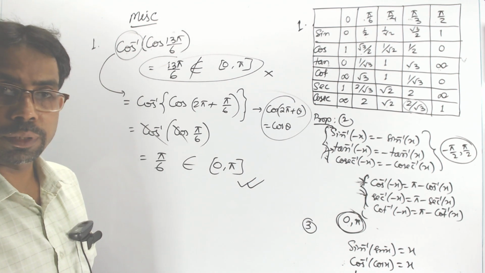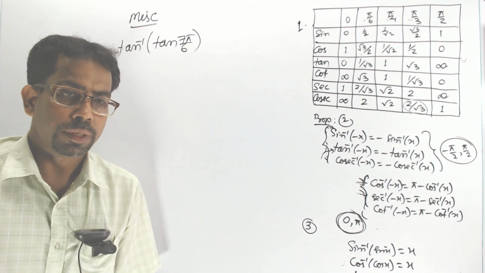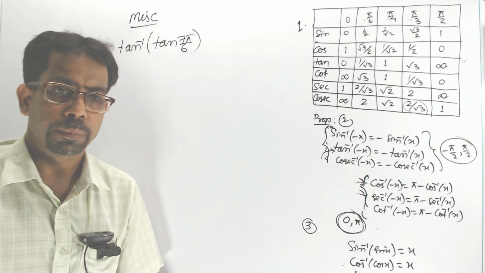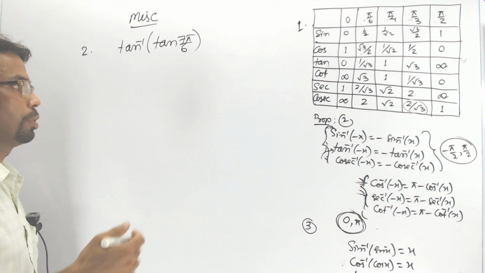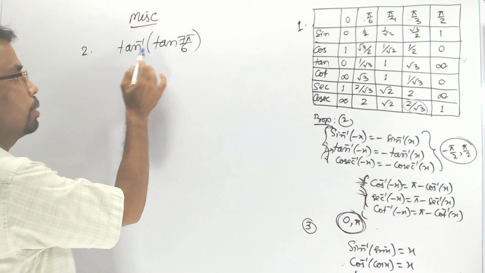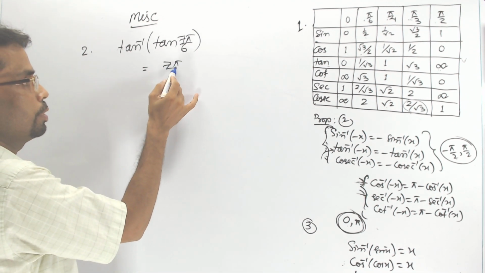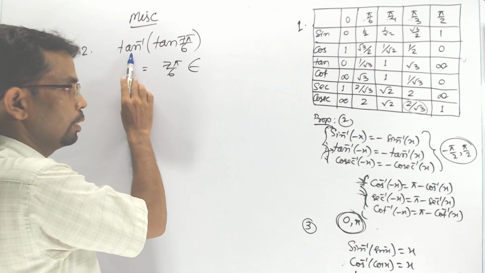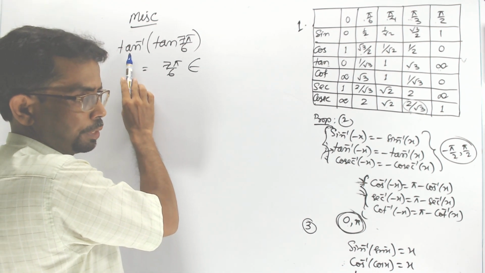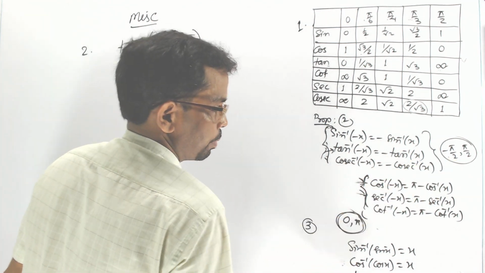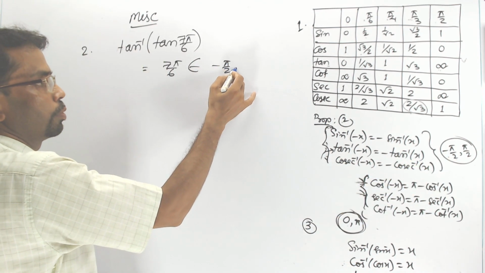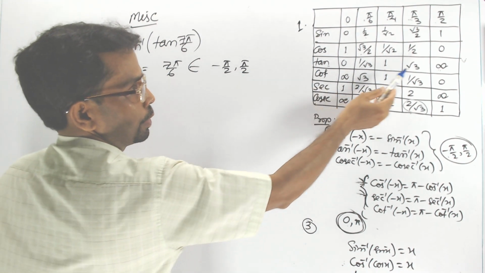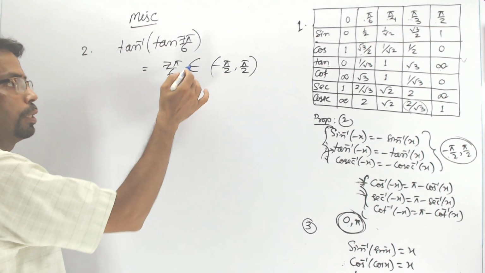Then we have the next question, miscellaneous question number 2. It is also about the principal values. The same concept again. Tan inverse tan, if we cancel, we are getting 7 pi by 6. And is it lying in the range of tan inverse? The question is tan inverse, so the value you get must be in the range of tan inverse. The tan inverse range is minus pi by 2 to plus pi by 2. Open or closed? Tan 90 is not defined, so not defined means open. And this value is not lying in it.